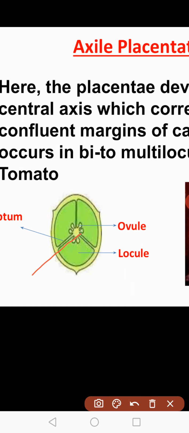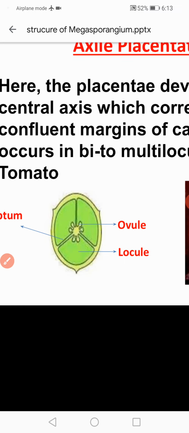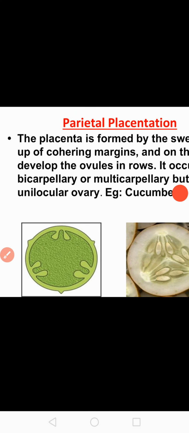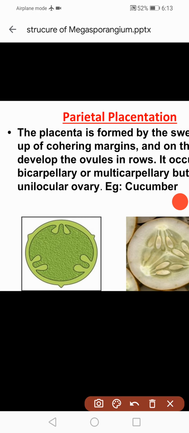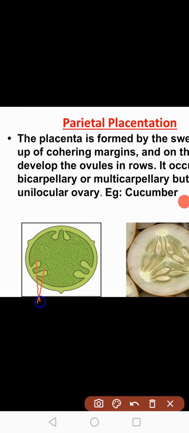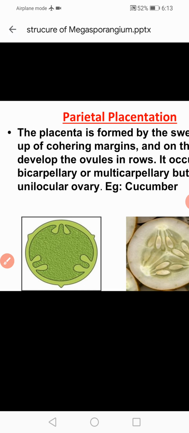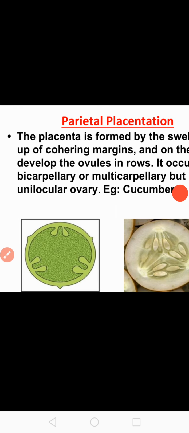But here in parietal placentation, the central axis is entirely absent, and the placenta is attached to the wall of the ovary, and the ovules develop from the wall of the ovary. These are the ovules, and these ovules develop from the wall of the ovary, and here the chamber present in the ovary is single. That means it is unilocular ovary. So this is about the parietal placentation.